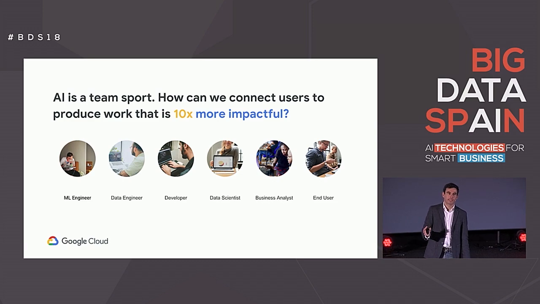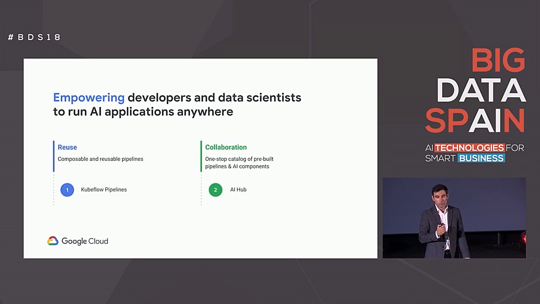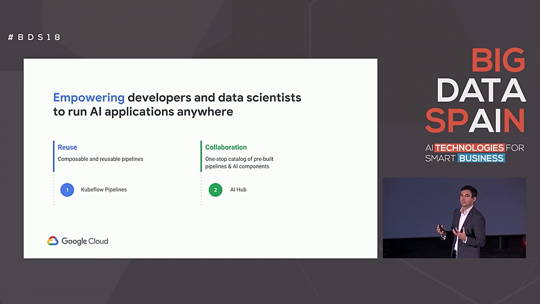We love having 10 times the impact. We love growing that 10 times. And this is what we needed to do. And how do we do that? How do we have more impact across the world with this technology? Well, the way to do it is two ways. First, you allow for reusability of content. And second, you allow for collaboration.